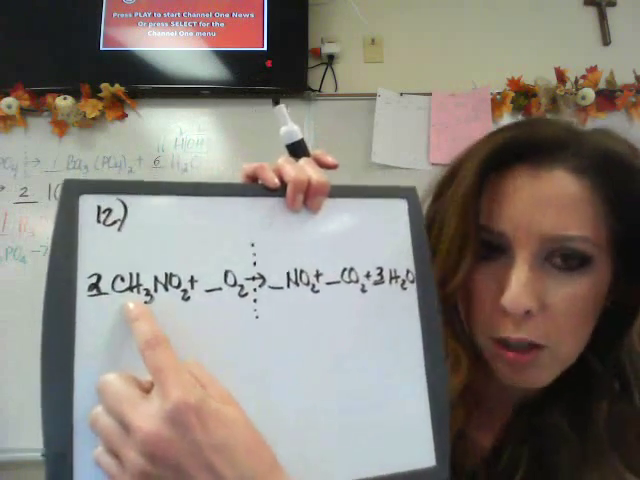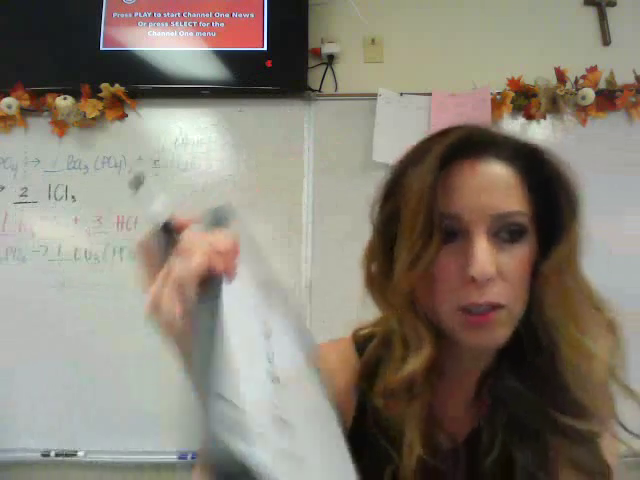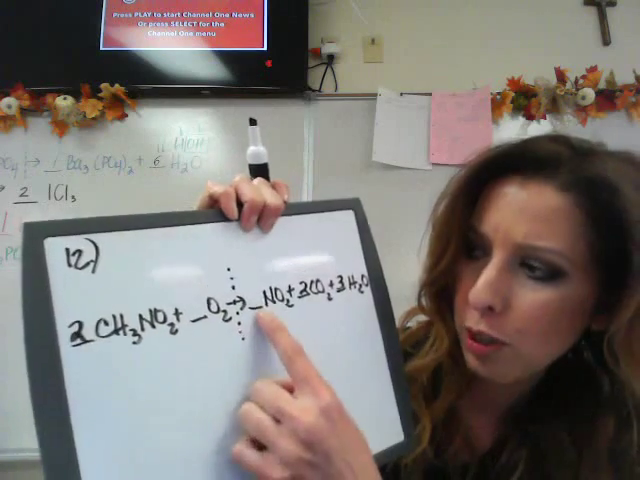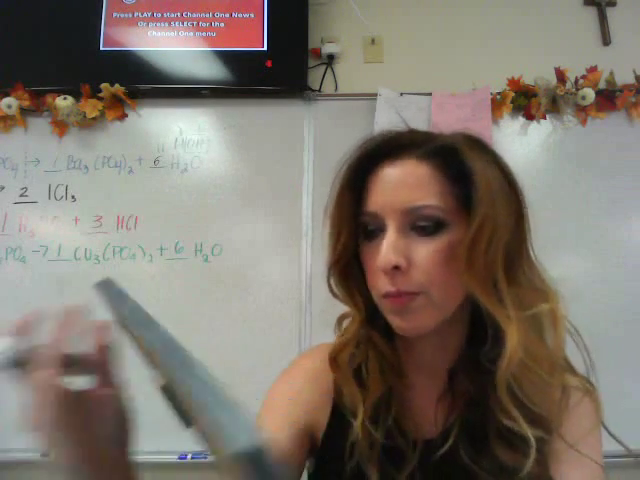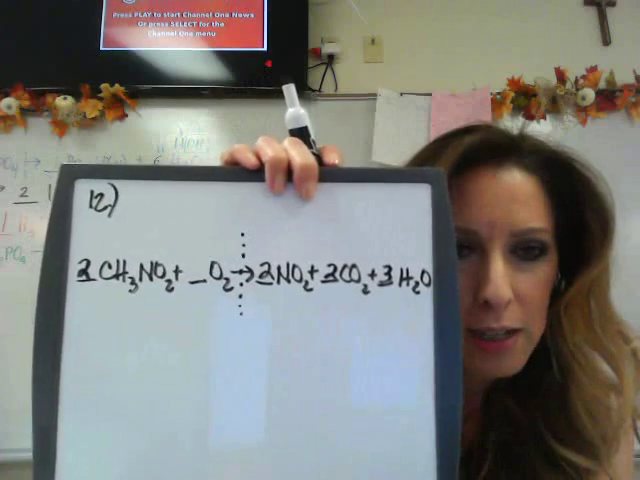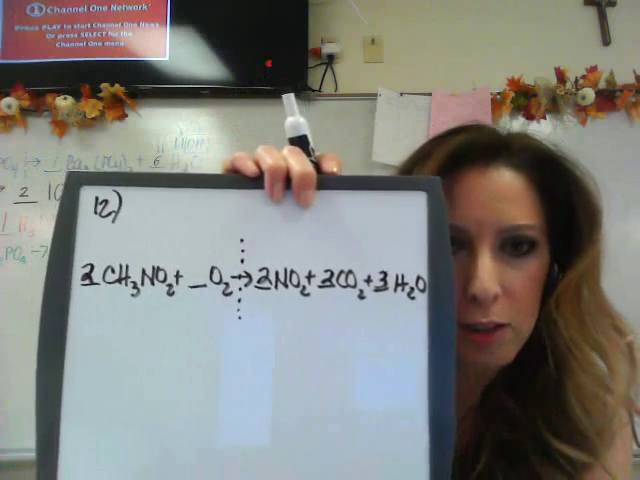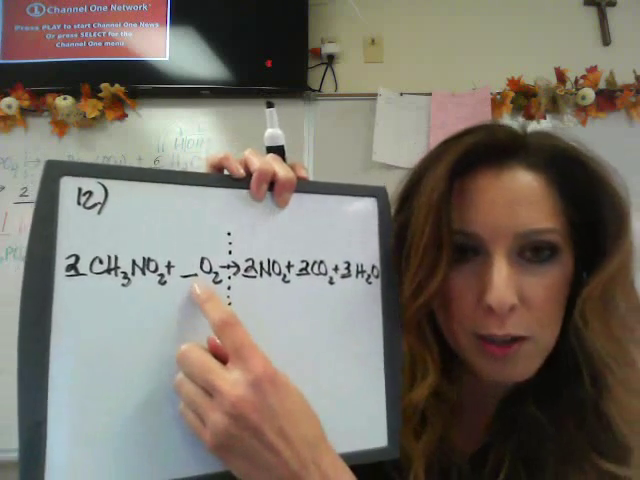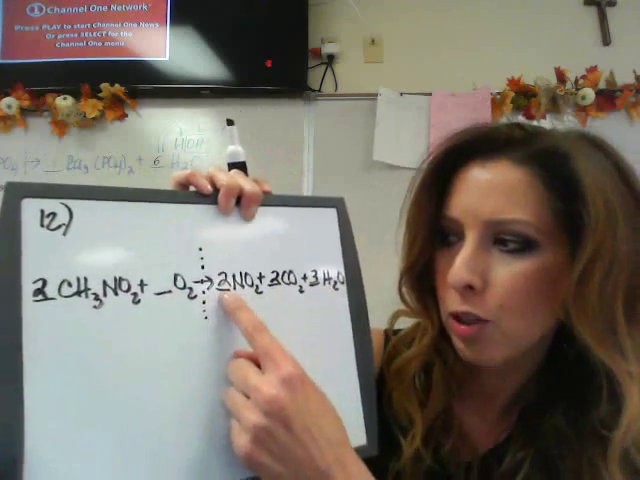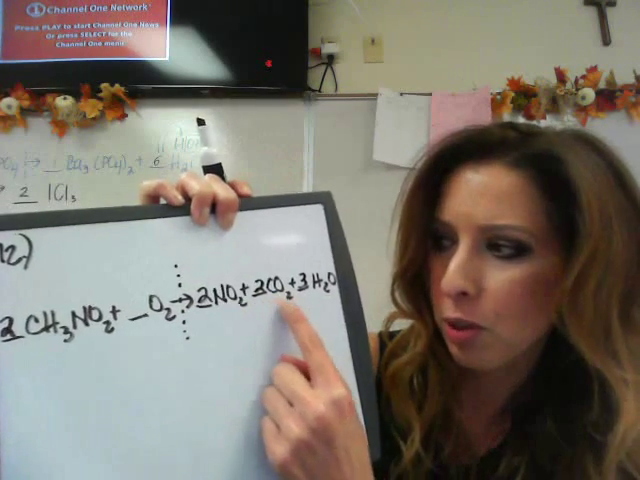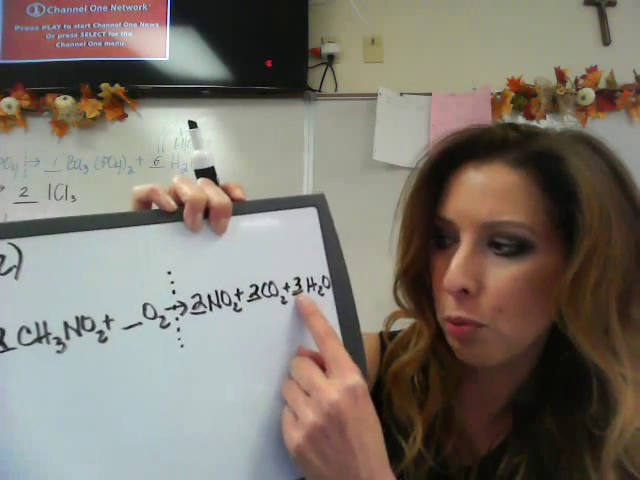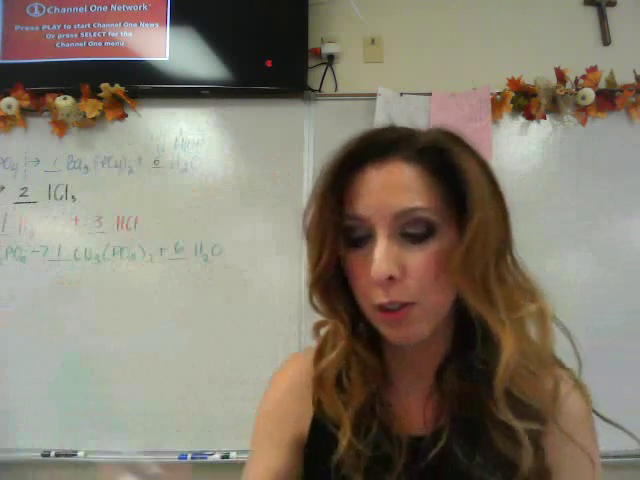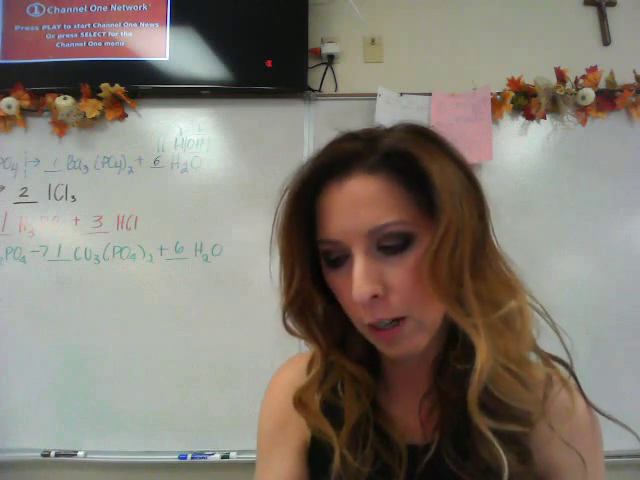Then we've got 2 carbons over here, so we're going to put a 2 in front of CO2. Then I have 2 nitrogen, so we're going to put a 2 in front of NO2, like this. Now what you want to do is count up the total number of oxygen you have on the right-hand side, because we always want to balance the oxygen last when we have that pure oxygen in a combustion reaction. 2 times 2 is 4, plus 2 times 2 is 4, plus the 3 oxygen you have here. So 4 plus 4 is 8, plus 3 is 11. I have 11 oxygen on the right-hand side.